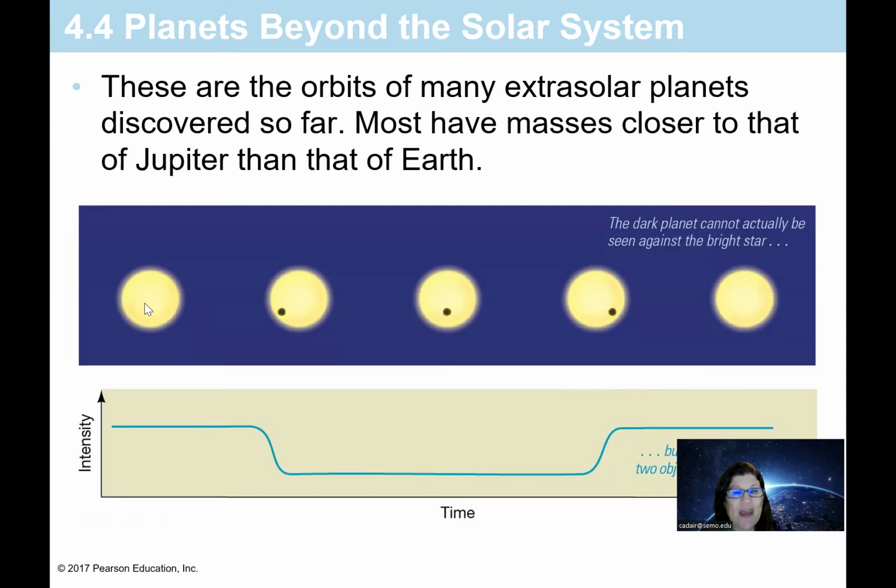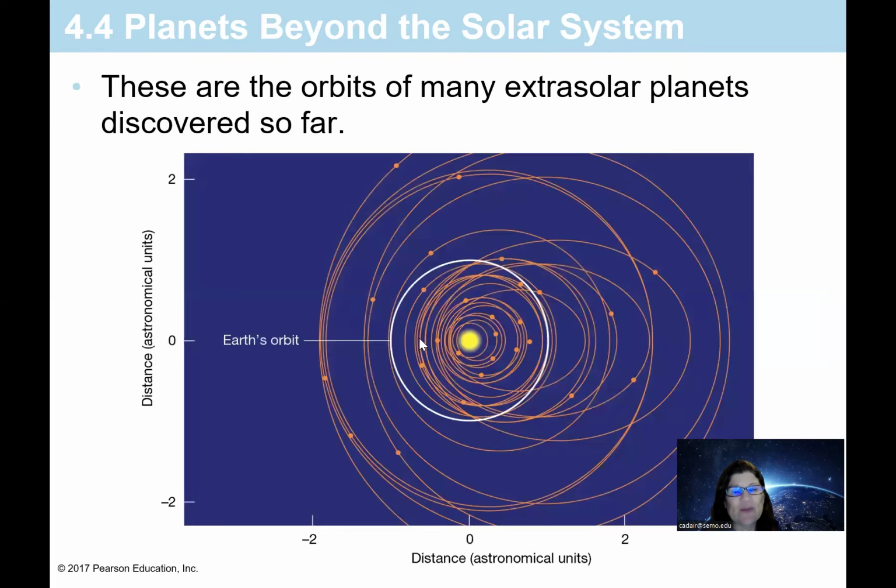So here we don't have the planet in front of the star. Here the planet has moved in front of the star, and then it goes off. And so we'll see the intensity of the light dip a little bit. My master's thesis was on this, and it was very hard. I had a hard time doing that, but that's okay.